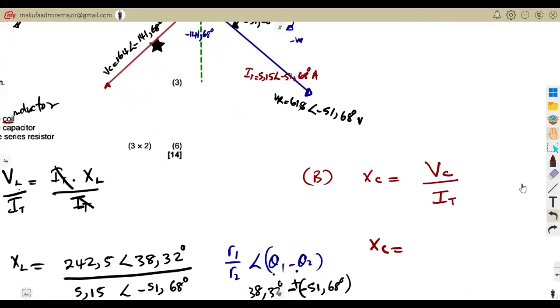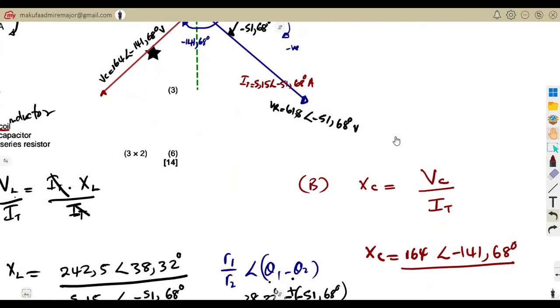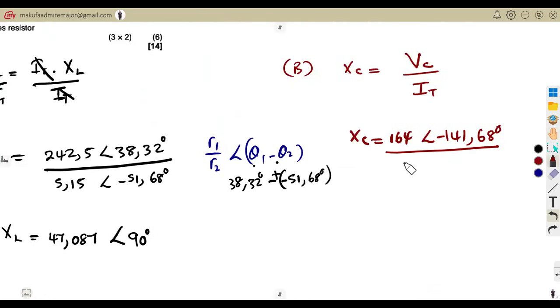Okay, take note here, we've got our voltage. So we're going to substitute that: 164 at an angle of minus 141.68, divided by the total current. That's the one that we used on this part. So already the total current is there, 5.15 at an angle of minus 51.68. So that was going to give us the value of XC, just like the previous case.